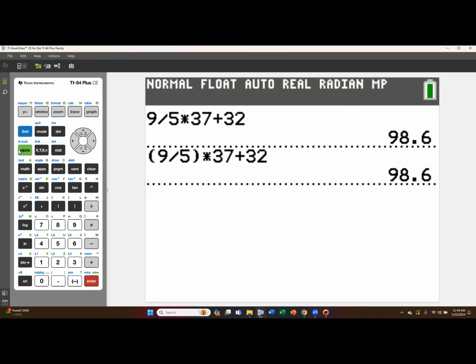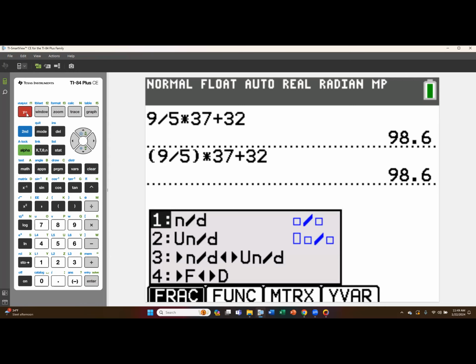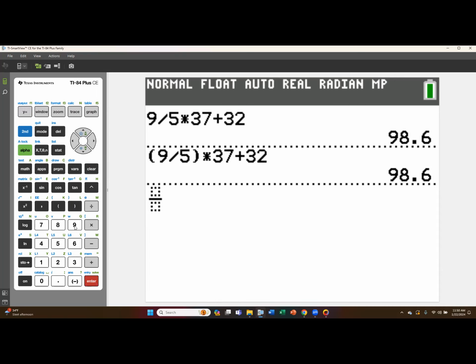So do you see the alpha key over here on the left? It's just below the blue second. If I click alpha, then do you see the y equals above the second? So you go below the second and then above the second. It opens the fraction menu. So alpha y equals opens the fraction menu. And we want number one, fraction. Numerator over denominator. And then I can put 9/5 in there. 9 divided by 5. And then I'm going to arrow over to get out of my fraction. Multiply that by 37. And then add 32.